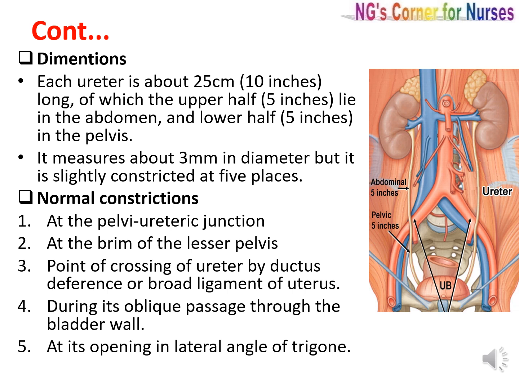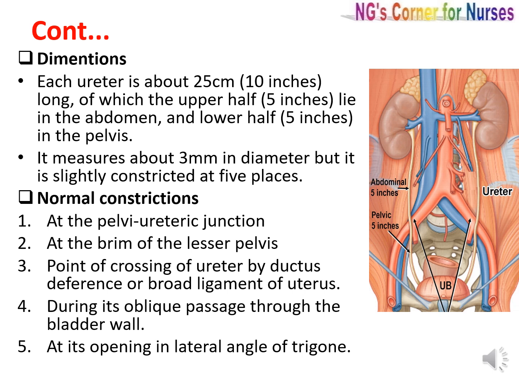Next, coming to the dimensions of the ureter. Each ureter is about 25 centimeters or 10 inches long, of which the upper half, that means the upper 5 inches, lies in the abdomen, that is the abdominal part of the ureter, and the lower half, that is the lower 5 inches, in the pelvis, that is the pelvic part of the ureter.